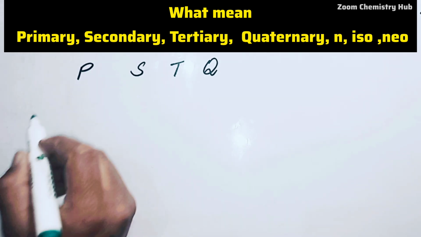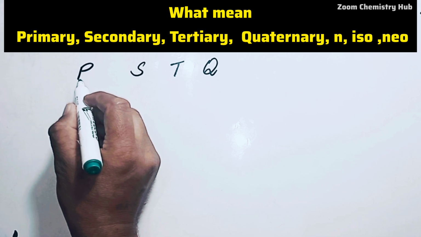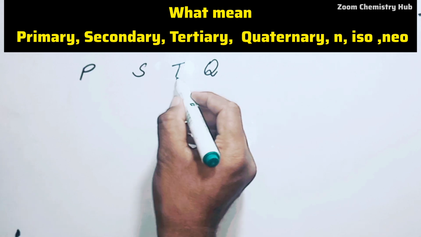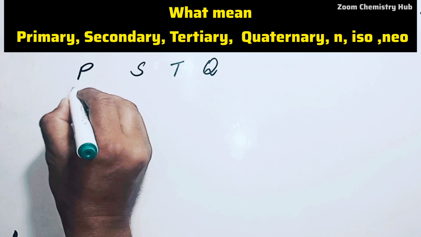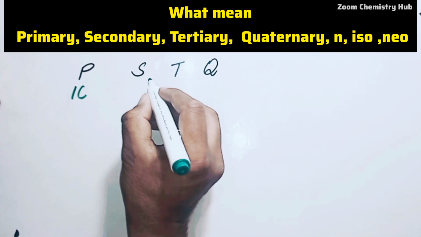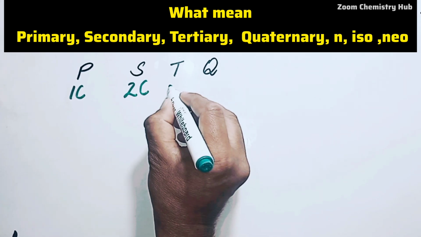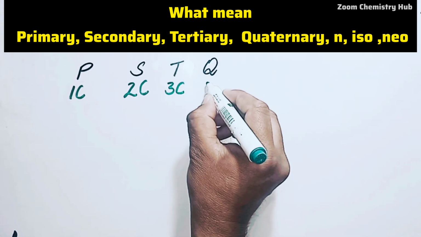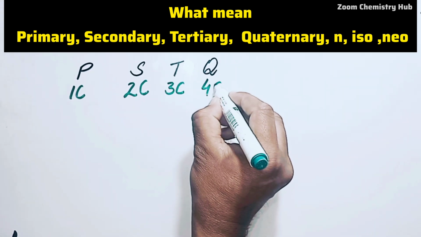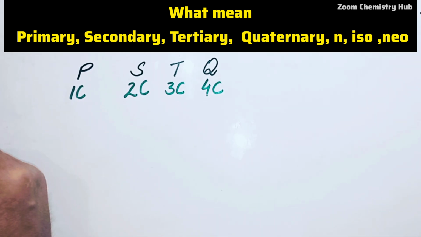So first we will write here primary, secondary, tertiary and quaternary, and write primary for 1 carbon, secondary for 2 carbon, tertiary for 3 carbon and quaternary for 4 carbon. Now we will take the example to understand these terms primary, secondary, tertiary and quaternary.